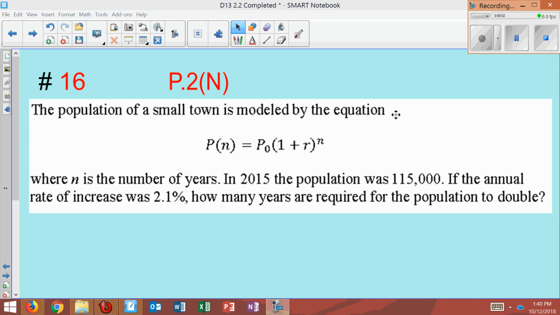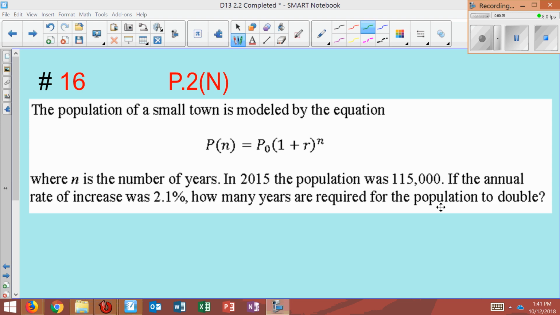The population of a small town is modeled by the equation P of n equals the initial P times 1 plus the rate, raised to the power n, where n is the number of years. In 2015, the population was 115,000. If the annual rate of increase was 2.1%, how many years are required for the population to double?